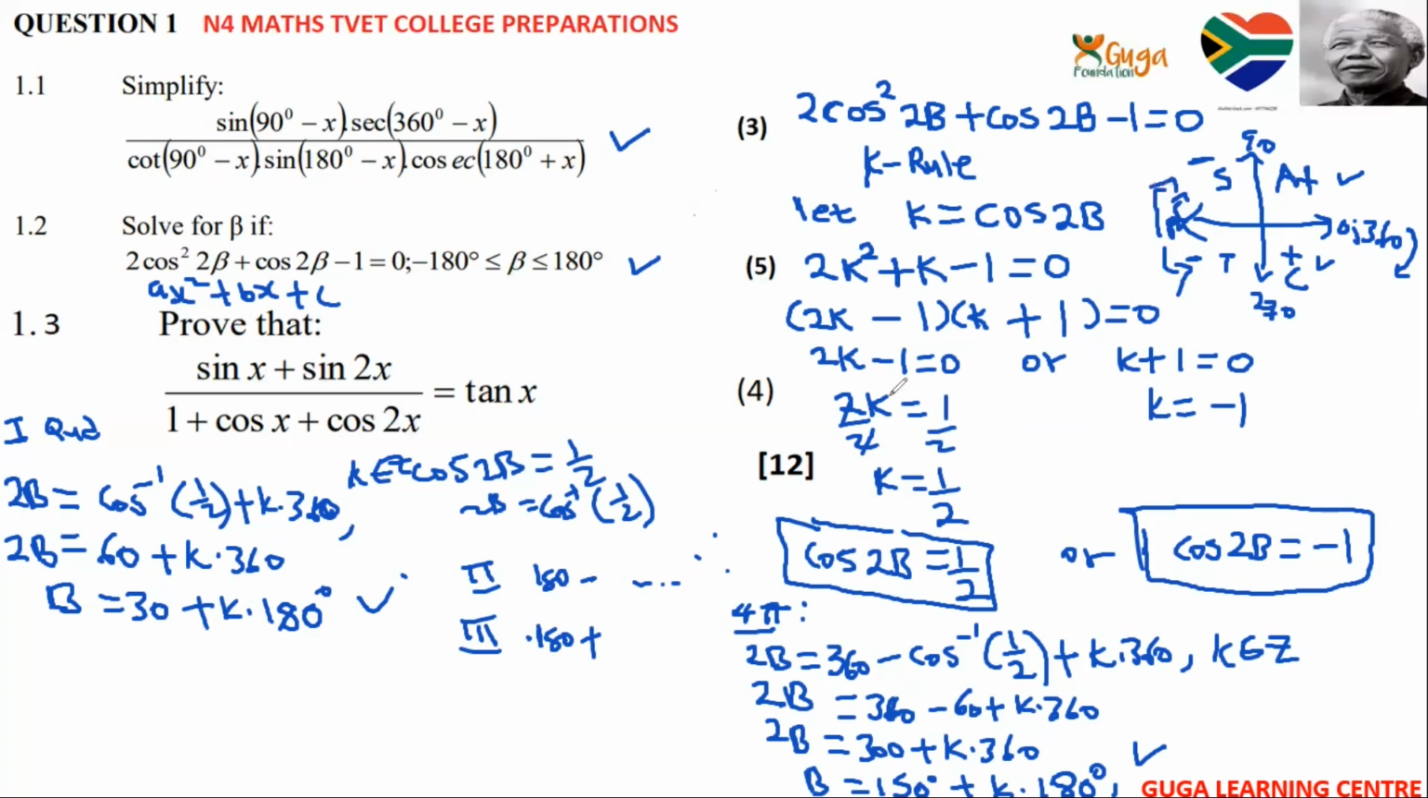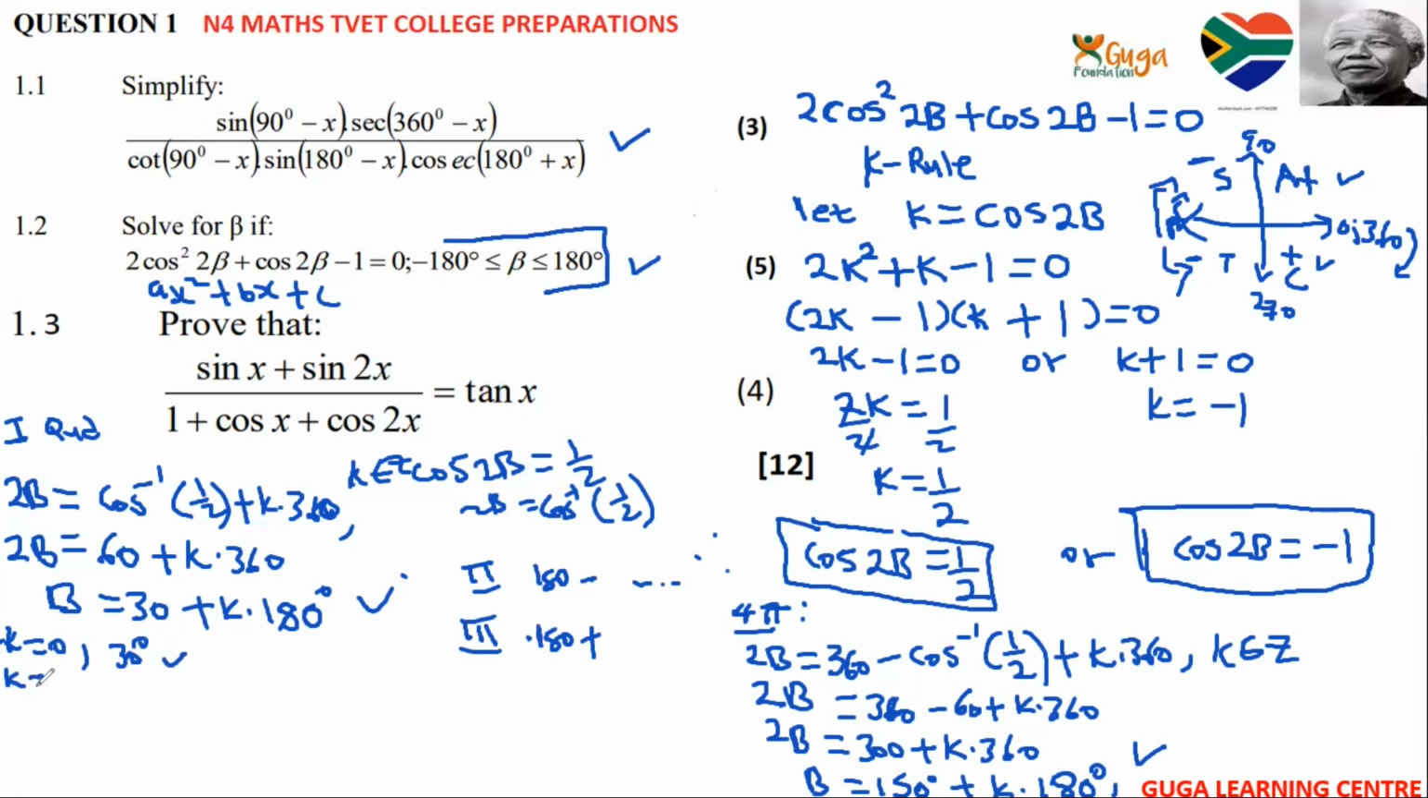Okay, so when we're done with that, you still need to go back to test your answers, to say when k is equal to zero. Let's start here. If my k is equal to zero, my answer will be 30 degrees here, right? And then you prove that 30 degrees is still within the domain. Can you see that here? It's still within the domain.